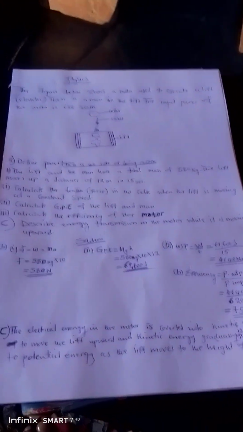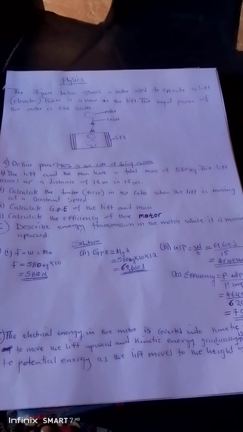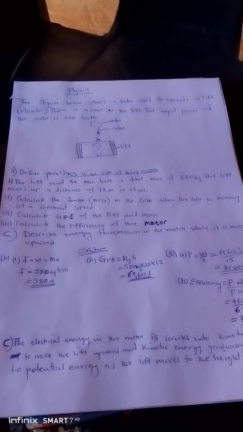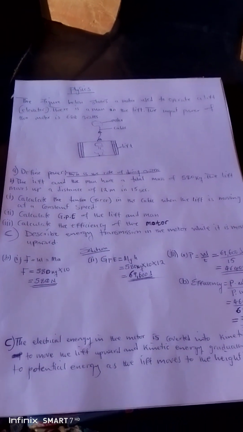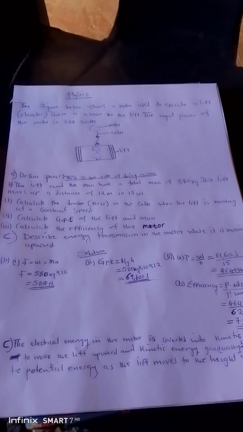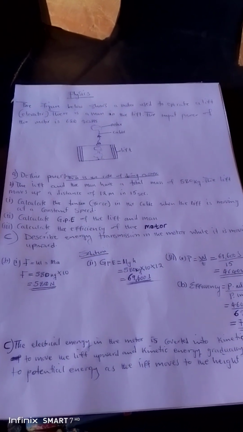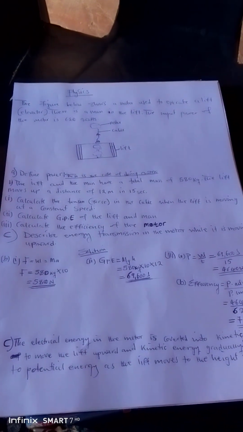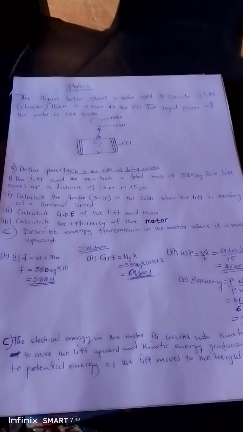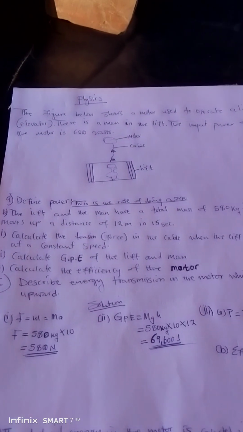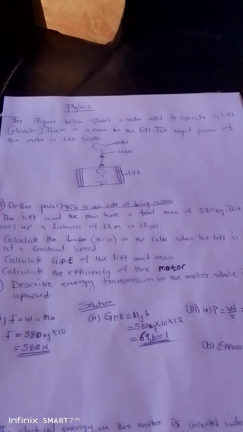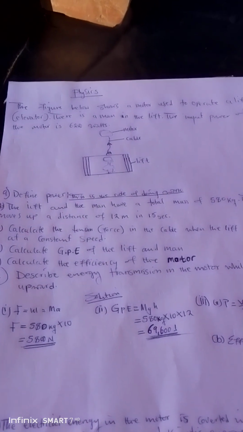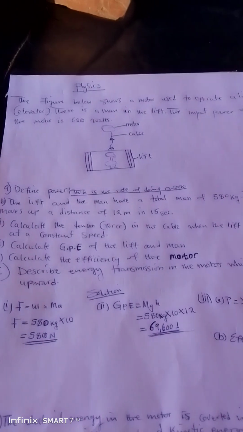Okay, good morning. So this is a physics question, and it's under work, energy, and power. The question reads: the figure below shows a motor used to operate a lift or elevator. So there is a man in the lift. The input power of the motor is 6,200 watts. That is the sketch that I made there.